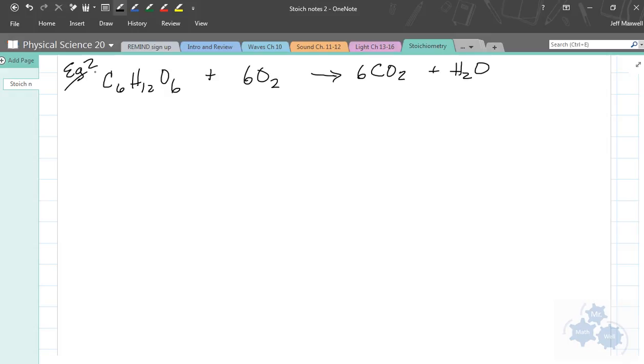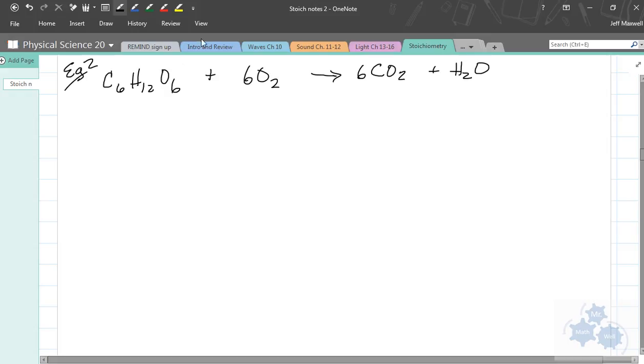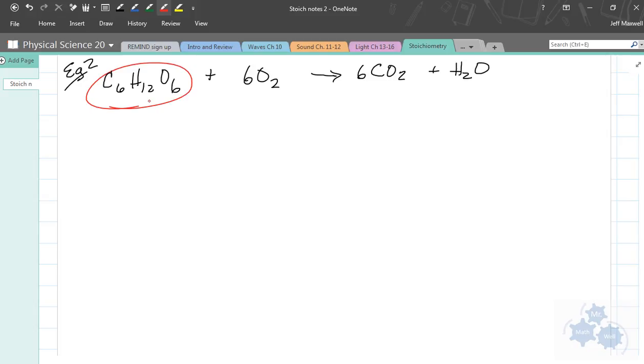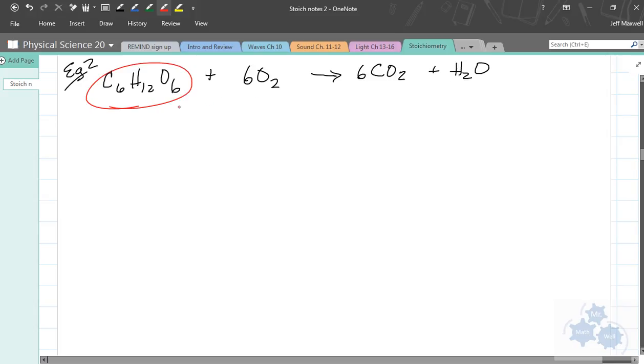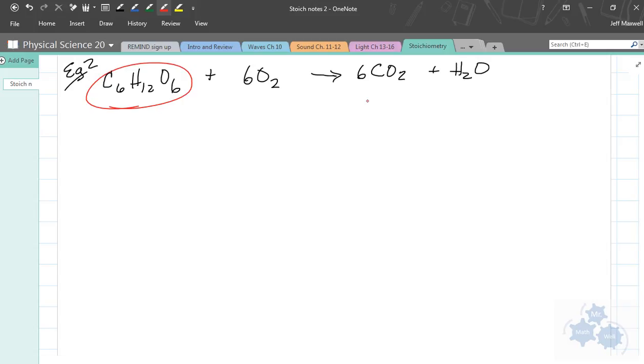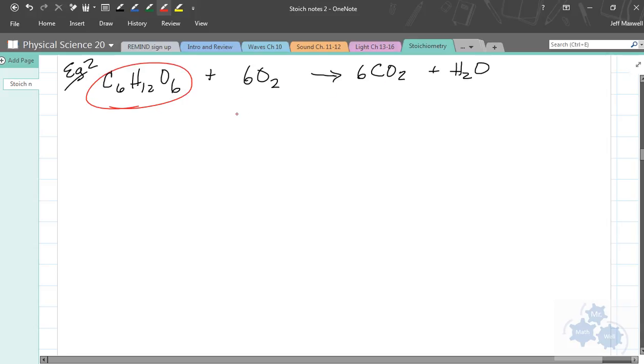Okay, so here's the question. It says glucose, right here, this is glucose, is used as a source of energy by the human body. The overall reaction in the body is this. Now, we're going to check to see if this is correct, because I've actually left something out on purpose. Maybe you've noticed what's wrong yet, but what it says is we're going to calculate the number of grams of oxygen. So here's oxygen, and we want the number of grams.